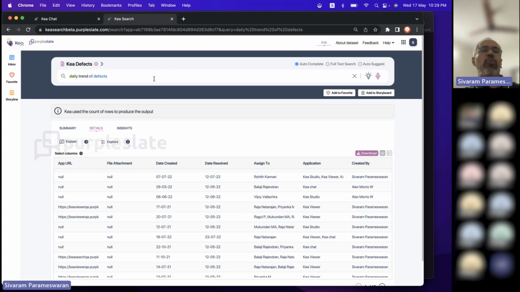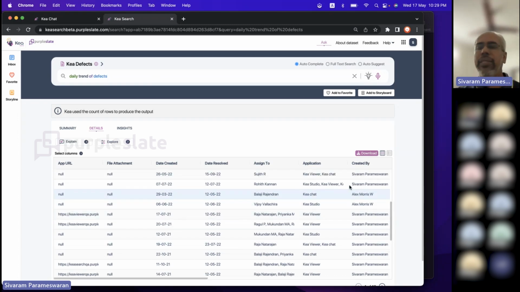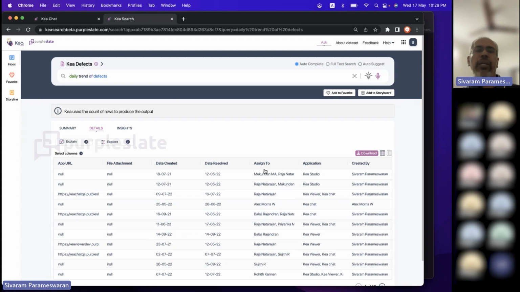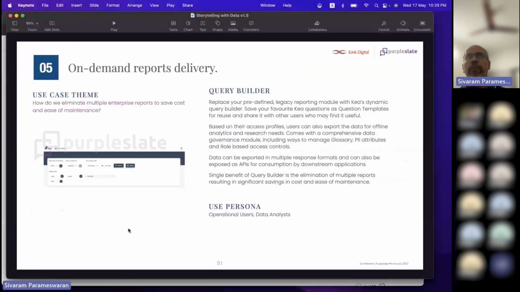For any of these questions, for any date range, any filter range, somebody can just run a report like this and use it for whatever purpose it is. I think that's one way I've seen a lot of companies getting rid of traditional reporting and migrating to a platform like this.